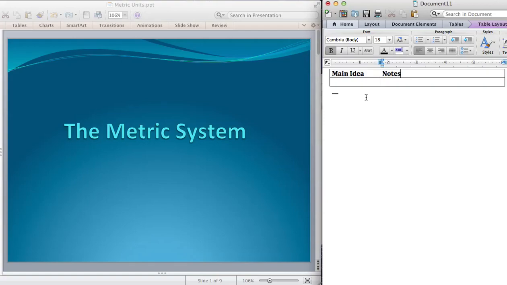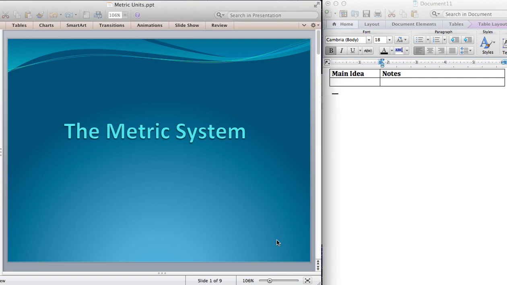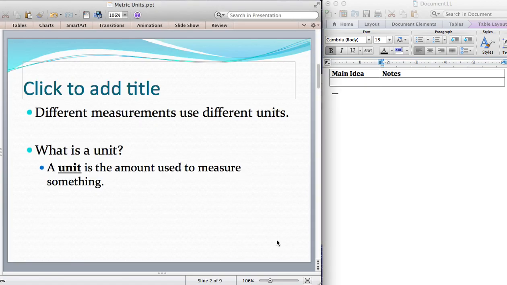Going to focus on the metric system, and today we'll be learning the basic units of measurement in the metric system and how to convert from one type of measurement to another. So let's go ahead and get started.